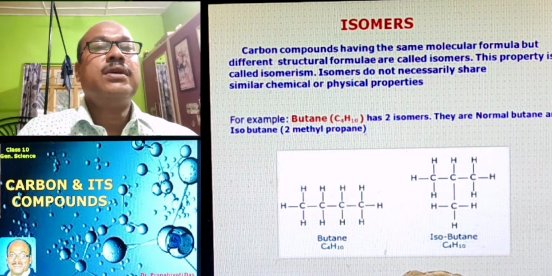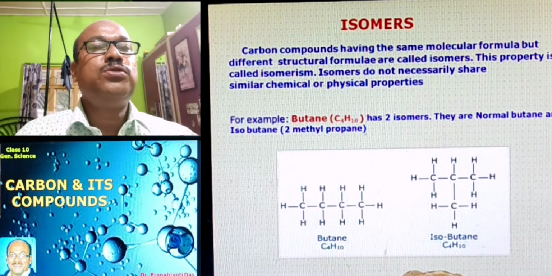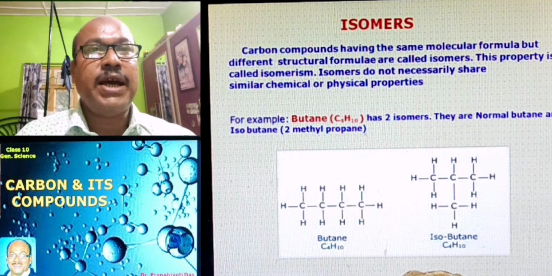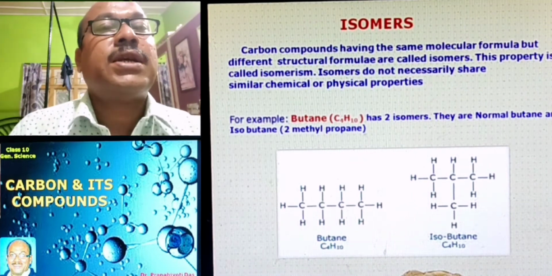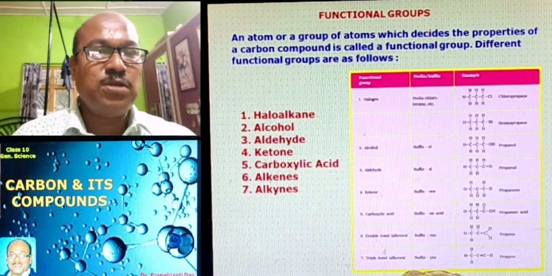The second one on the right hand side we call isobutane. Also it is called 2-methyl propane. So both the structures are called isomers. So this is a unique property of isomers.